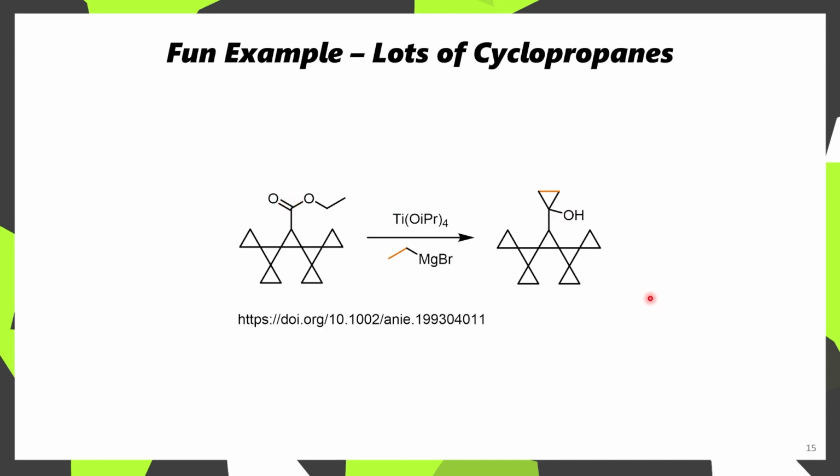So this is the Kulinkovich reaction. I've run these myself before, and they work on amino acid esters. So this is a pretty cool methodology that you might want to explore. I also don't include it here, but you can also do this on amide derivatives to get cyclopropylamines.